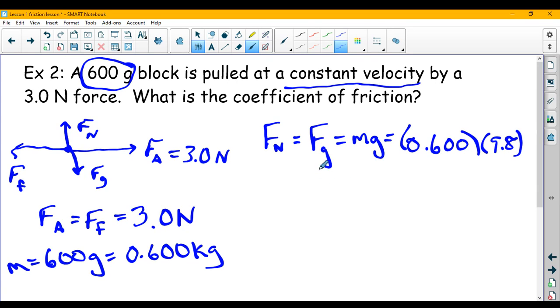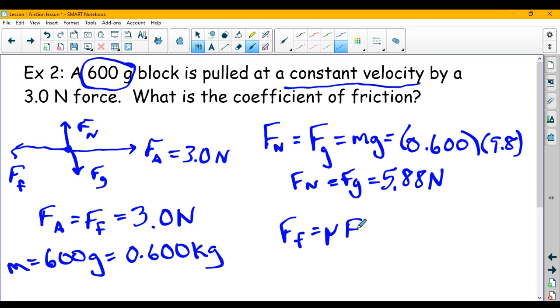So I can calculate that so I can find that this is equal to, I'll write it down, that Fn equals Fg, and they both equal 0.6 times 9.8. So a force of 5.88 newtons. I'm not going to worry about rounding yet, right? Because we're not done yet. This is not my final answer. My last thing I'm going to do is find my coefficient. My goal in this entire question is to find my coefficient.